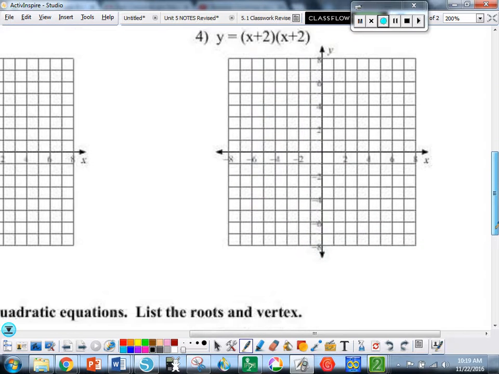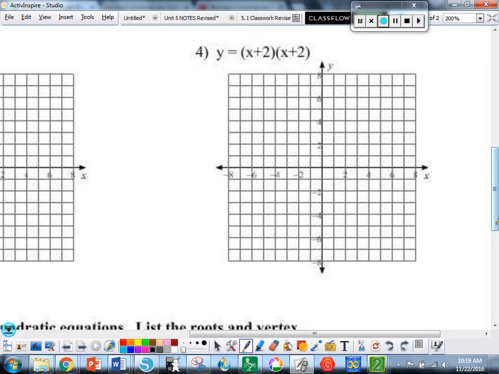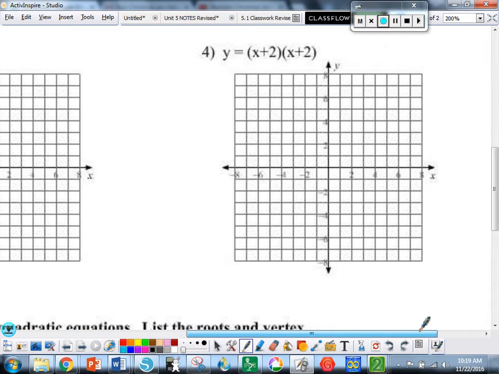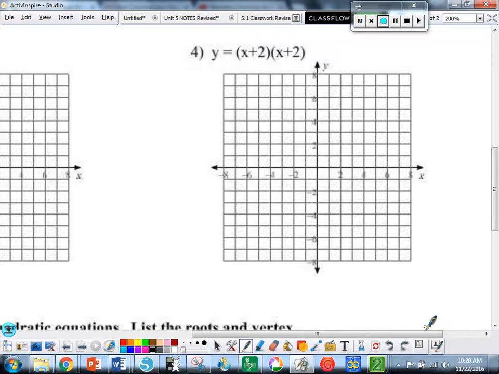Number 4. There also is an example like 3 in the notes. So if you get confused on number 3, look at your notes. Number 4. What is P? What is Q? Susanna. They are both -2, which means this has to be the what? Vertex.